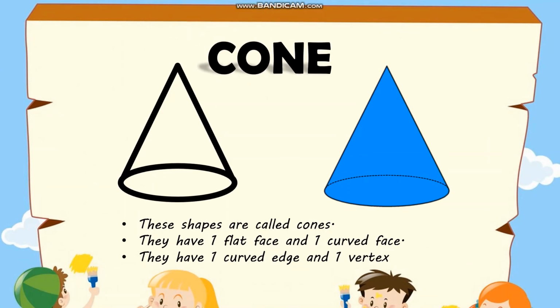Next shape is a cone. They have one flat face and one curved face. So this is the flat face and this is the curved face. It has one curved edge. This is the edge and it has one vertex.